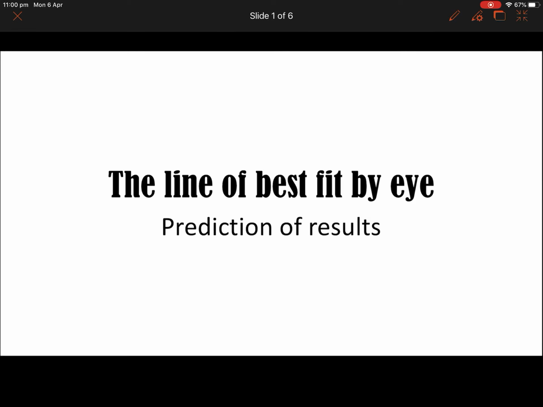In this video, we will look at a line of best fit by eye, which can be used to predict what might happen. However, the line of best fit using technology gives more accurate results and will be demonstrated in another lesson.